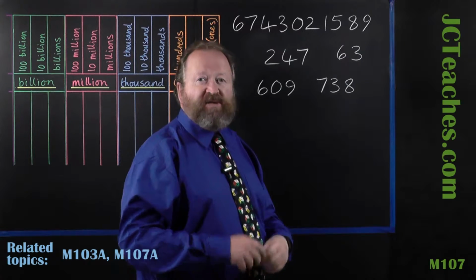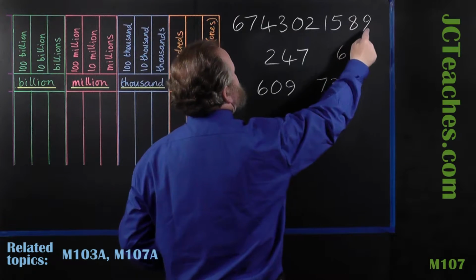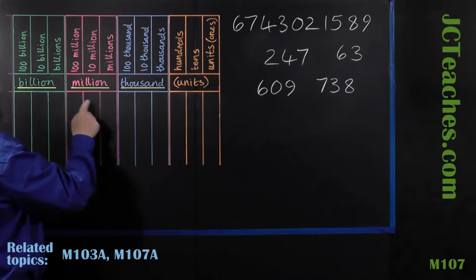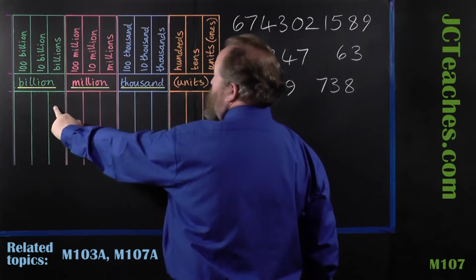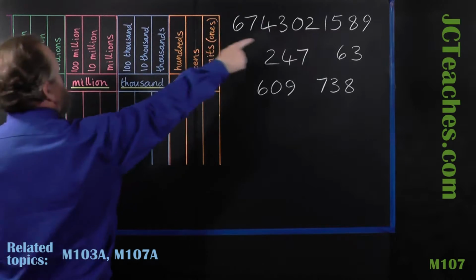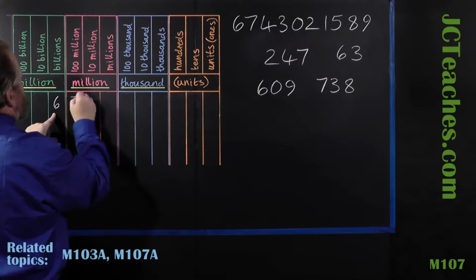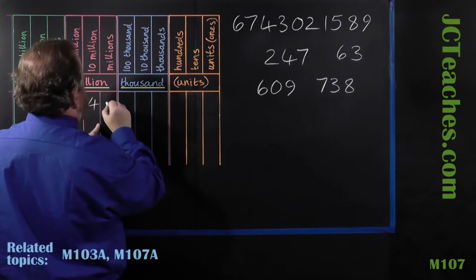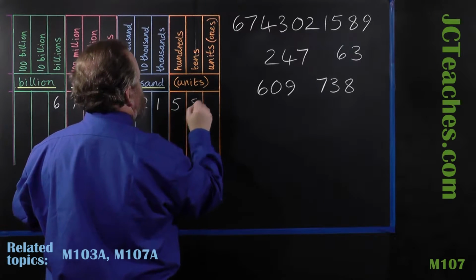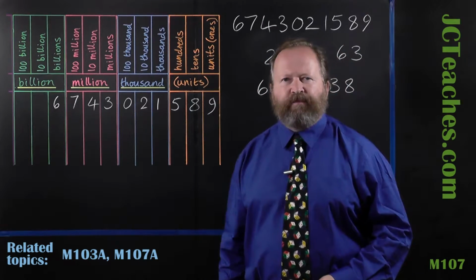So I need to know how many digits there are in my numeral, and I've got 1, 2, 3, 4, 5, 6, 7, 8, 9, 10. Therefore I need to start 10 from here. So I've got 1, 2, 3, 4, 5, 6, 7, 8, 9, 10. So I need to start my numeral in that column there in order for it to end there, which is important. So I'm going to write the numeral into the table. Starting here, 6, 7, 4, 3, 0, 2, 1, 5, 8, 9. So it's a slight relief when it ends up in the right place.